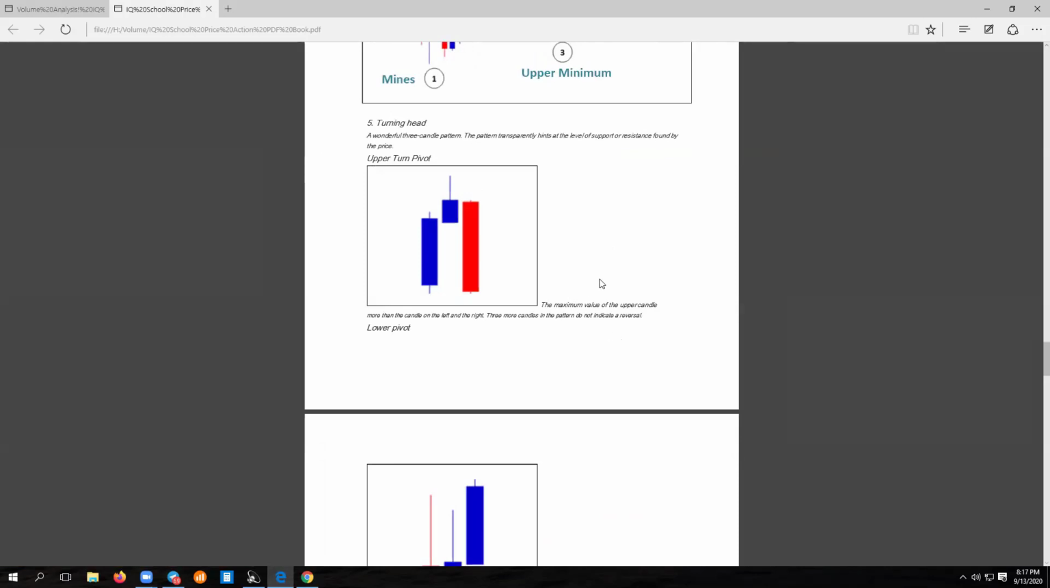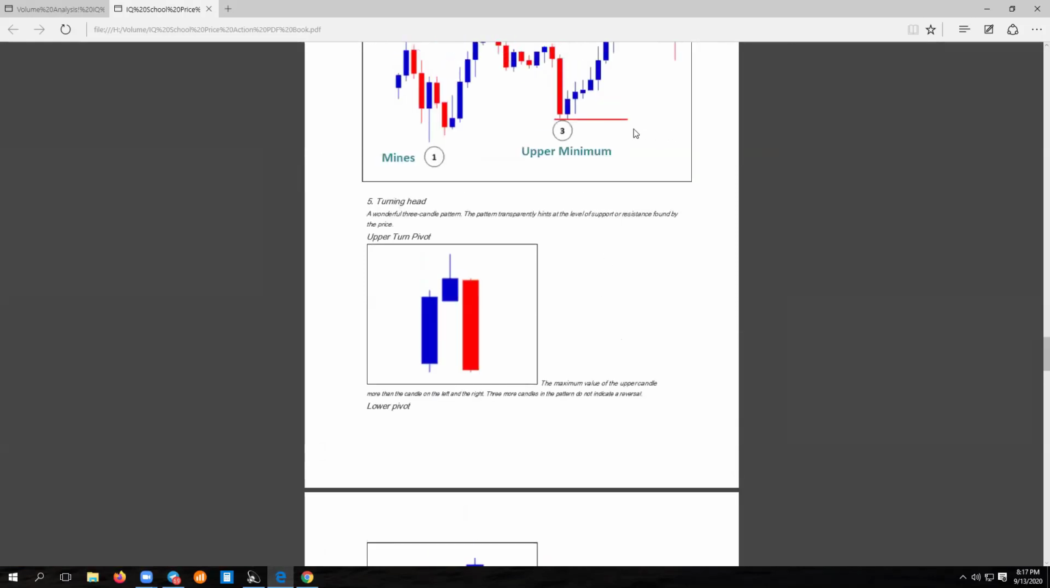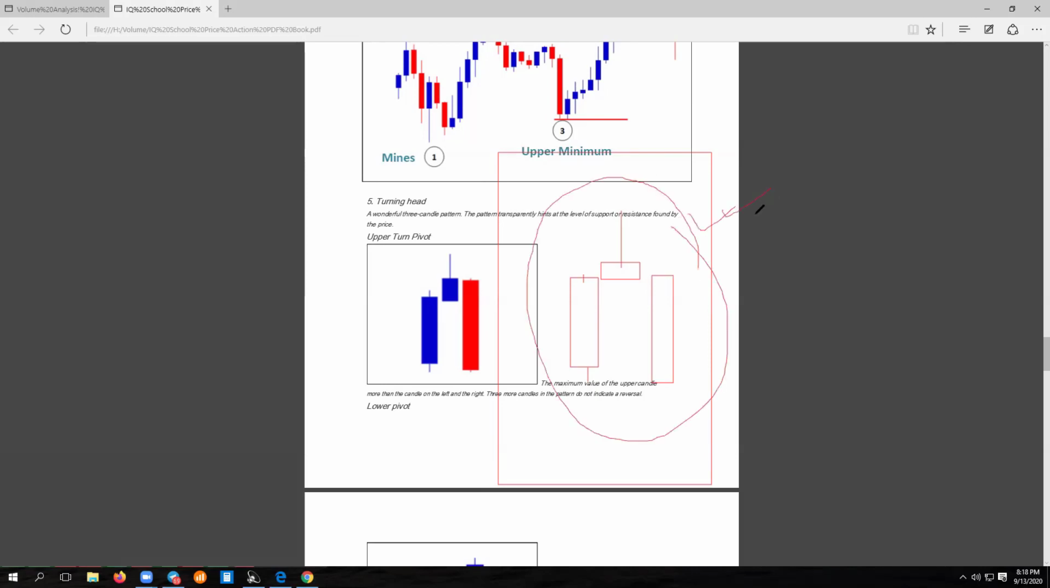Okay, it's the turning head. So what is the turning head? First of all, we have a Marubozu candle, a bullish candle like this. And the next candle, if we get a shooting star type candle, then the next candle is like this, which is like the evening star, but not exactly the evening star. If you get this type of candlesticks, it's called a turning head.